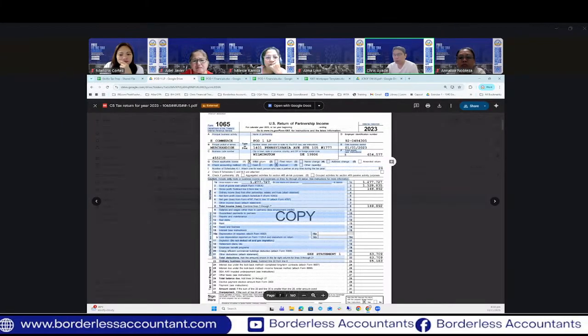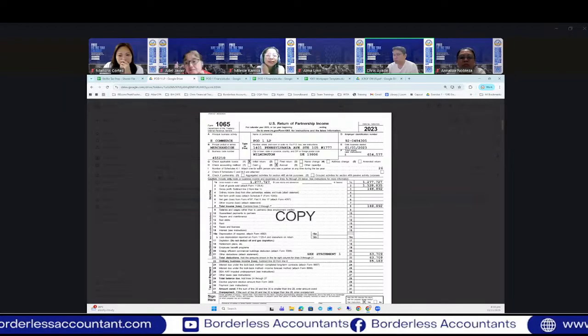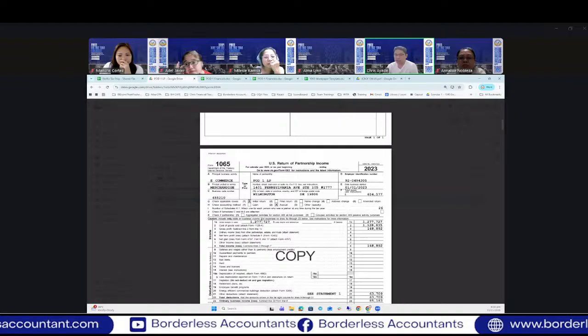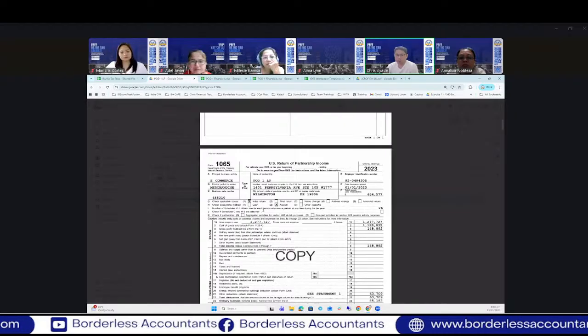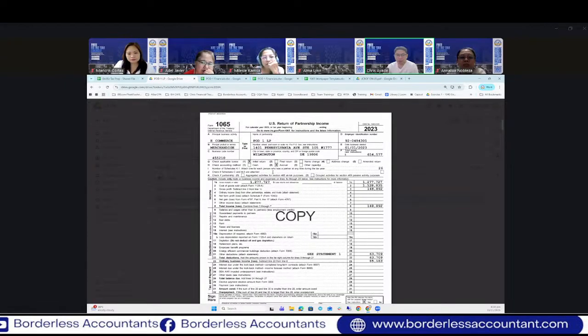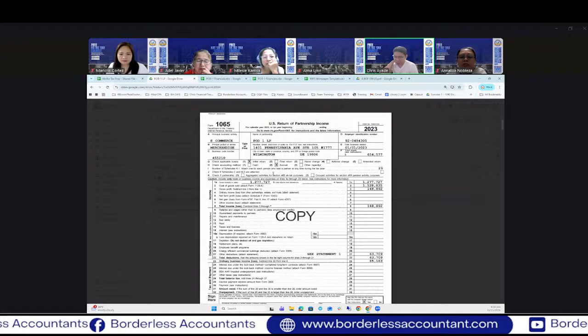In 2024, it's no longer going to be initial return, right? Because it's already the second year of the business. So you will not mark initial return anymore, right? Sorry, it's accrual pala. Why did I think it was cash? So sorry guys, I take back my word.